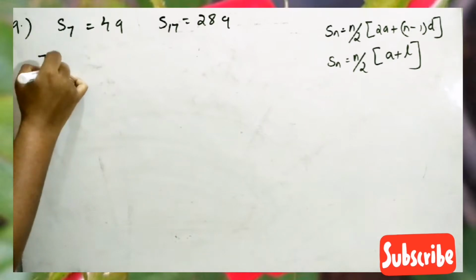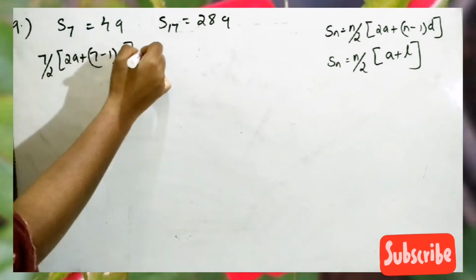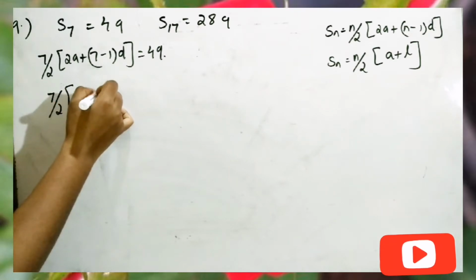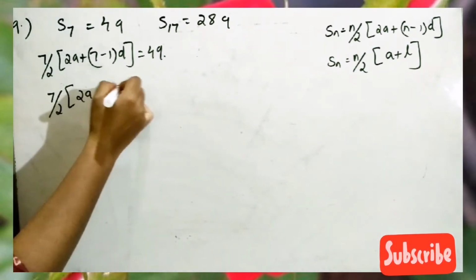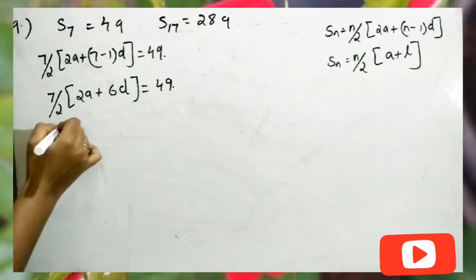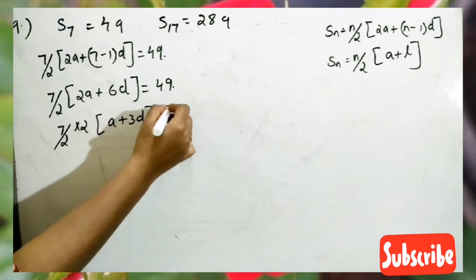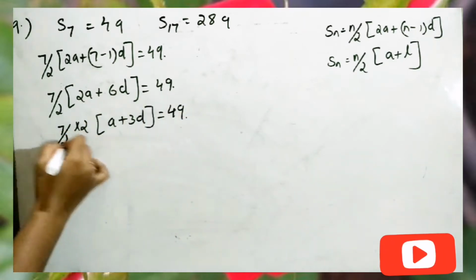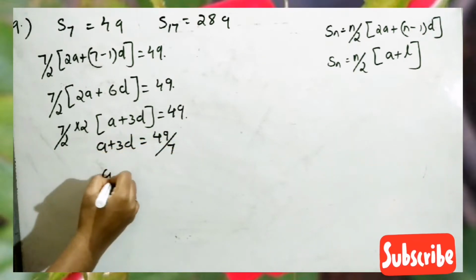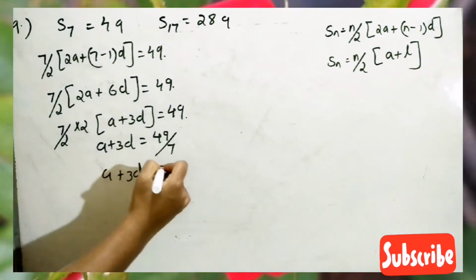That means 7 by 2 into 2a plus 7 minus 1 into d is equal to 49. That is 7 by 2 into 2a plus 7 minus 1, that is 6d, is equal to 49. 2 is common inside the bracket, so we can take 2 outside. That is a plus 3d equal to 49. 2 gets cancelled. Then a plus 3d is equal to 49 by 7. That is a plus 3d is equal to 7. Put it as equation number 1.